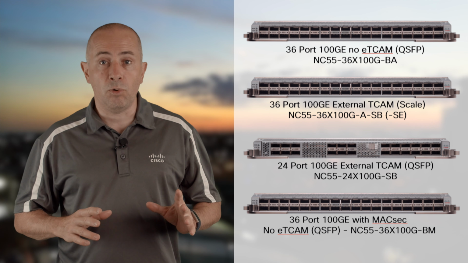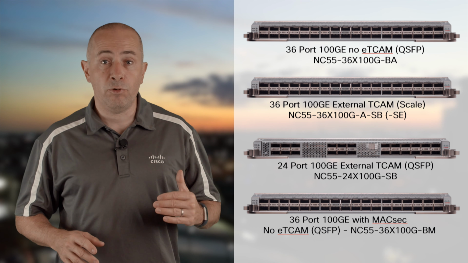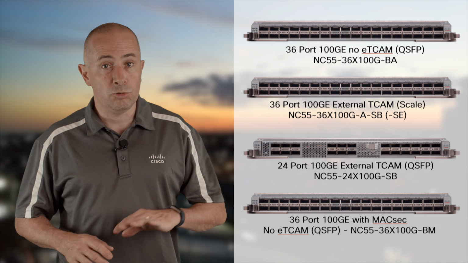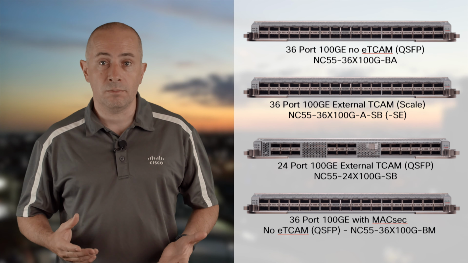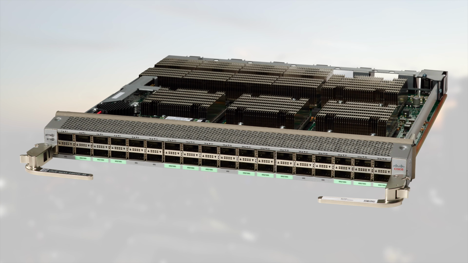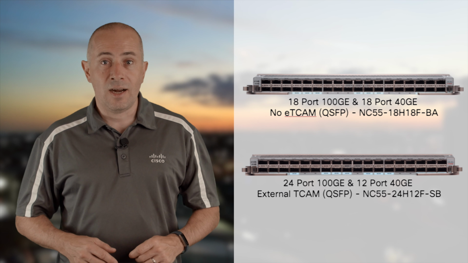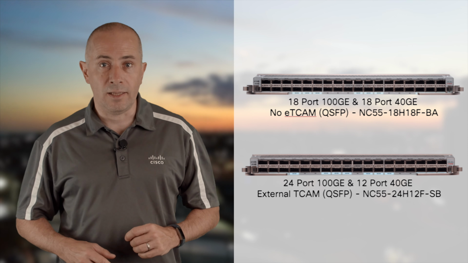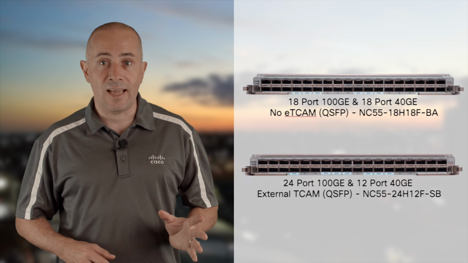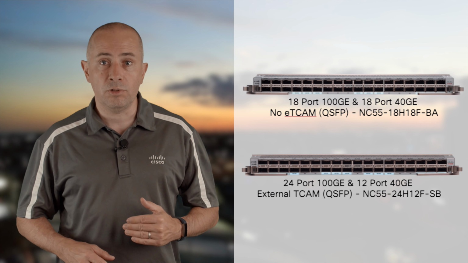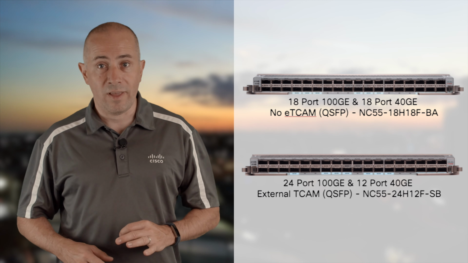All the 36 ports are 100 gig capable. Same for the 24x100 gig SE. All the 24 ports support QSFP modules. In the combo card, only a portion of the ports can be used with QSFP-DD optics. They are identified with a green mark on the front plate. Half of the ports for the 18H18F and 2/3 of the ports on the 24H12F SE.